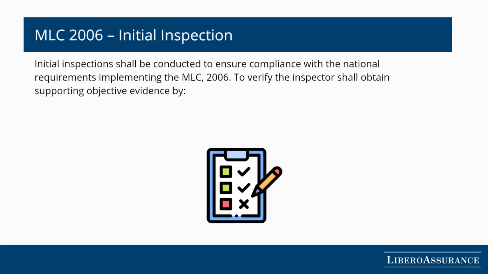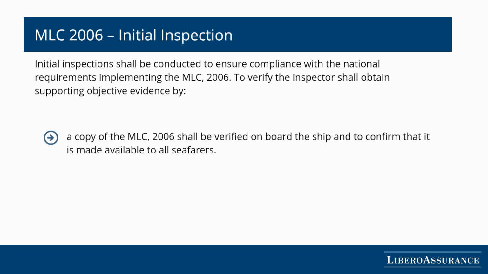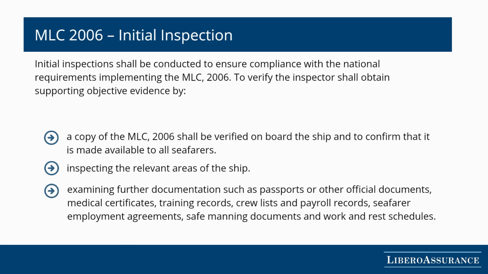Initial inspections ensure compliance with national MLC 2006 requirements. To verify, the inspector must check that a copy of the MLC 2006 is on board and accessible to all seafarers. Inspect relevant ship areas. Review documents like passports, medical certificates, training records, crew lists, payroll, employment agreements, safe manning documents, and work/rest schedules.